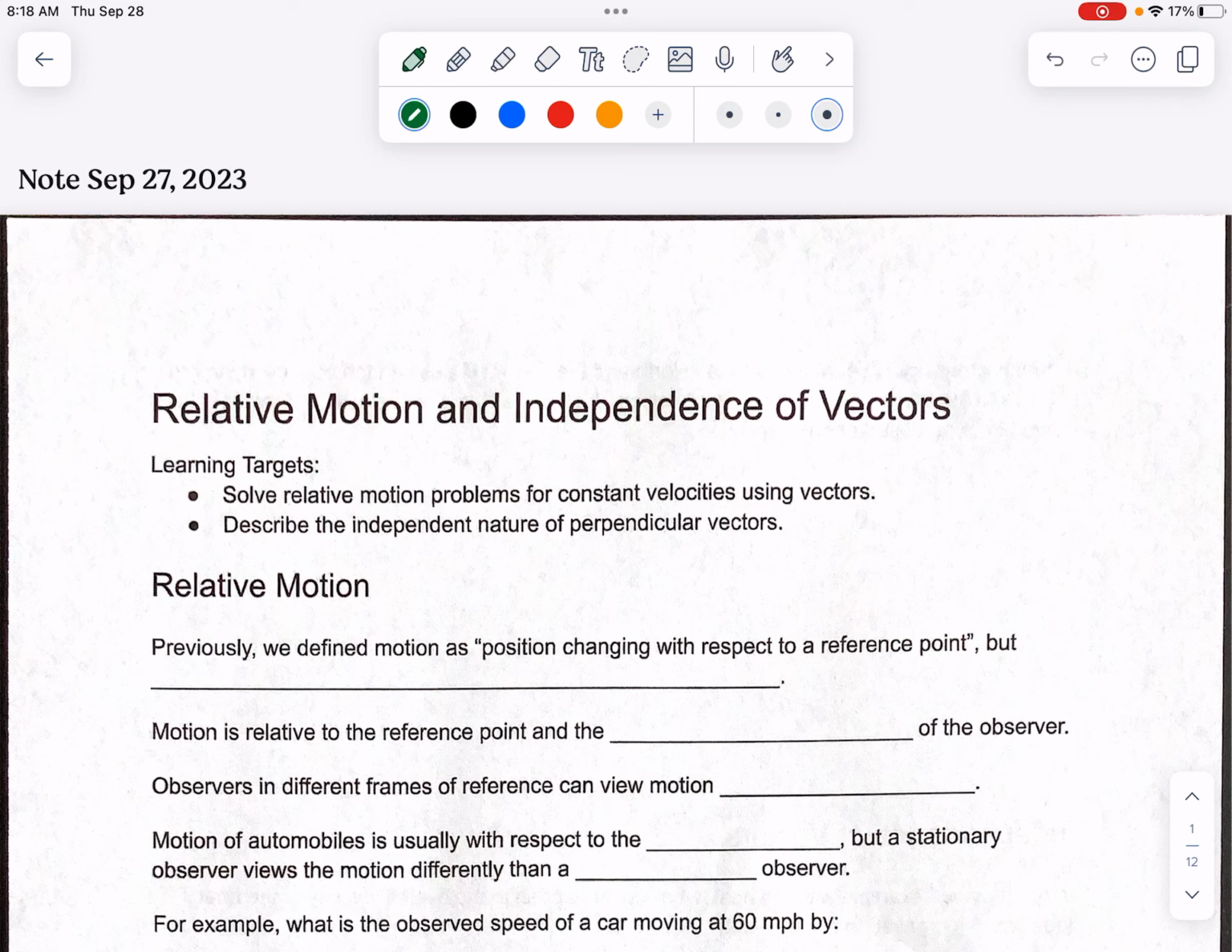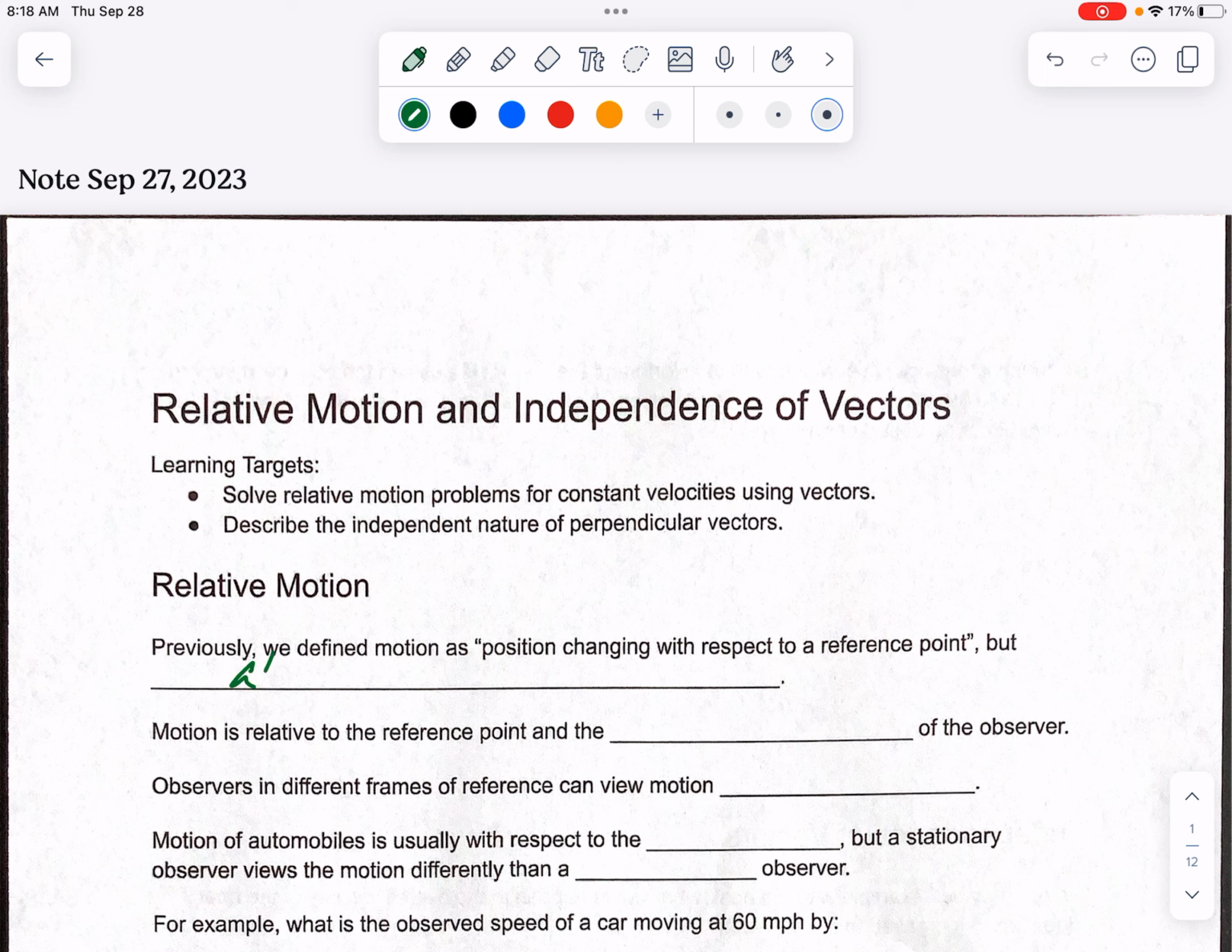So we're talking about relative motion and independence of vectors. Relative motion: previously we defined motion as position changing with respect to a reference point. That basically means when you're looking at something move, you're comparing it to something else, whether that be something standing still or another object, but you're comparing it to a reference point.